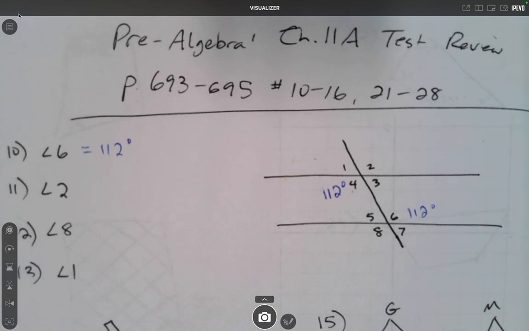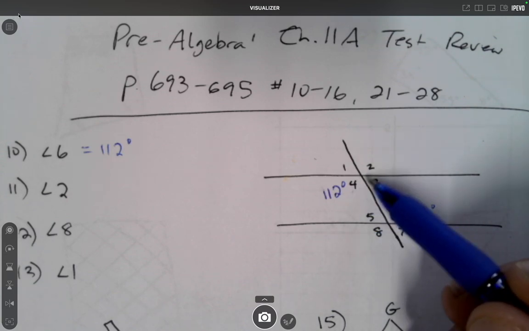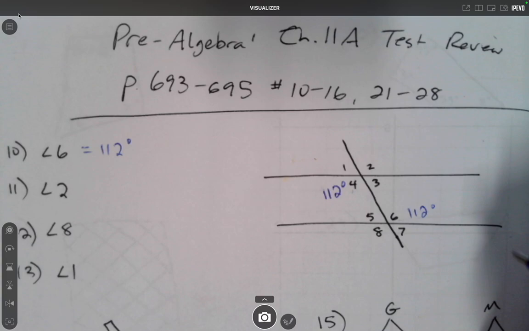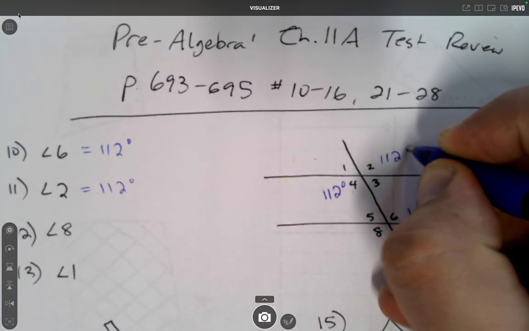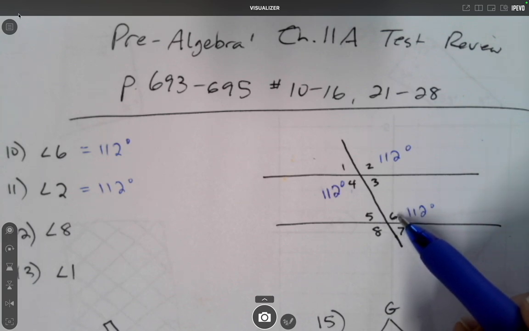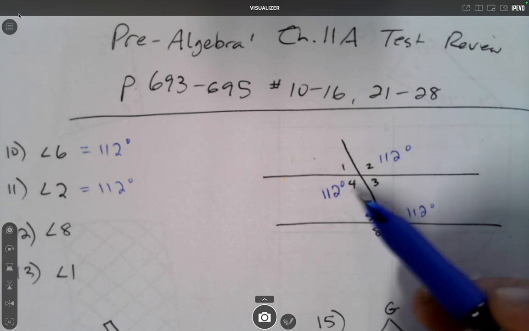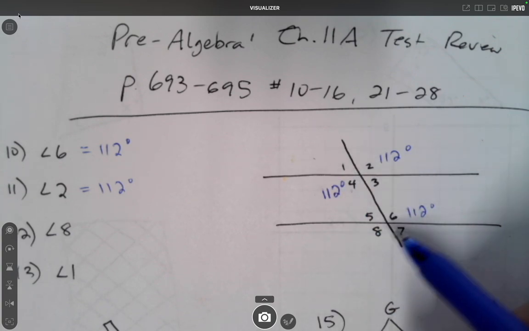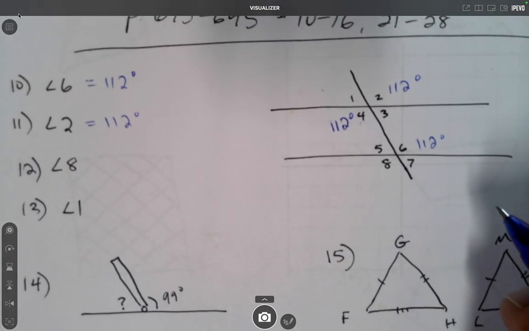Next, they ask for angle 2. Now you could figure this out one of two ways. Angle 4 and angle 2 are vertical. That tells you that they're congruent, so angle 2 is also 112 degrees. But another way you could figure it out is 2 and 6 are corresponding. 2 is in the upper right of this group, 6 is in the upper right of this group, so they're corresponding, and corresponding angles are congruent.